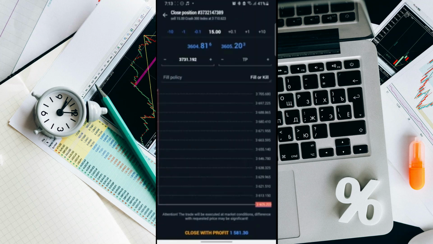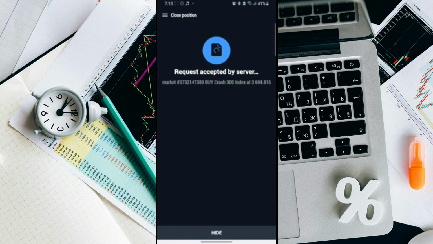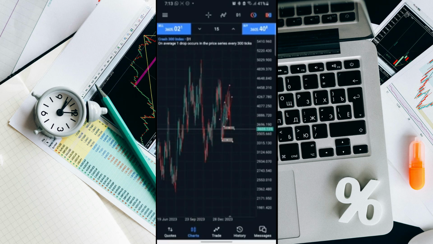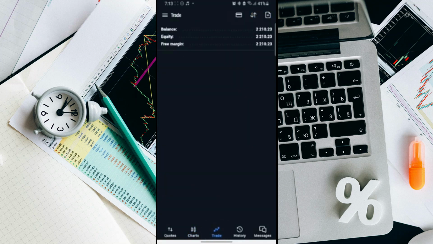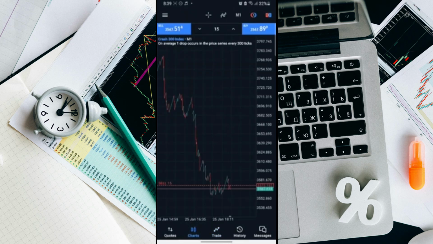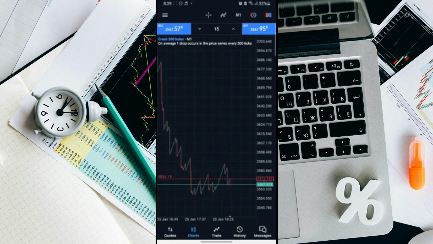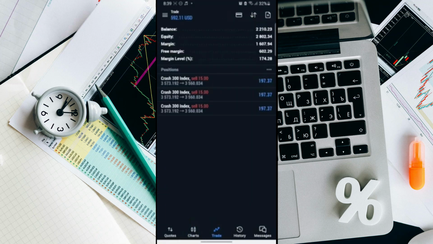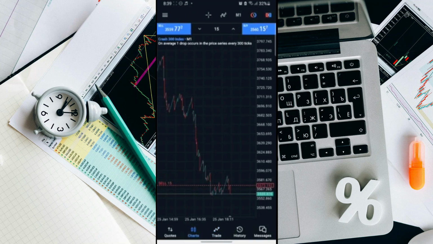So I just added more positions. I closed that one and added more positions. As you can see, we are in 2000, which is kind of funny because I wasn't planning on raising this account to this extent. But anyway, let me just show you. I just used pure price action. I didn't use any indicators, but it doesn't mean Crash 300 cannot support indicators. I usually use indicators, but on this one I just thought I could use pure price action and show you guys how it's done.